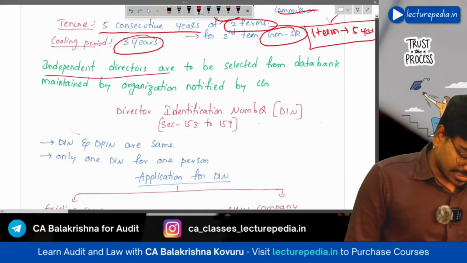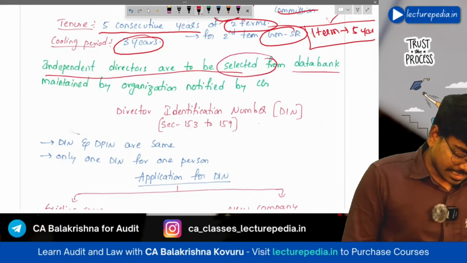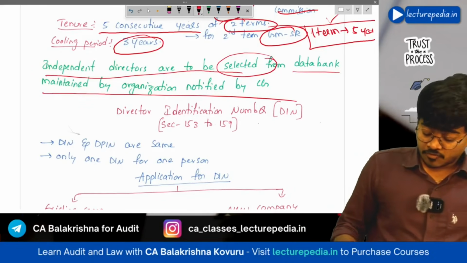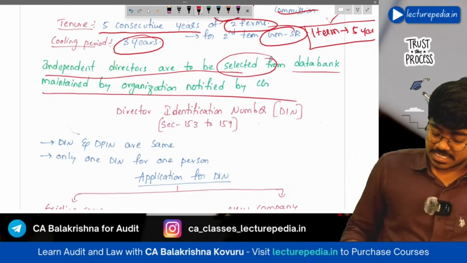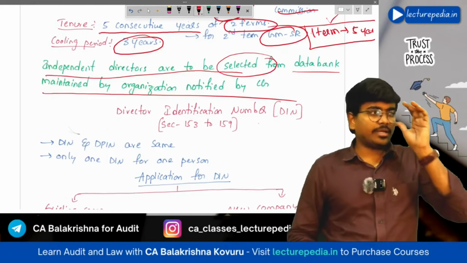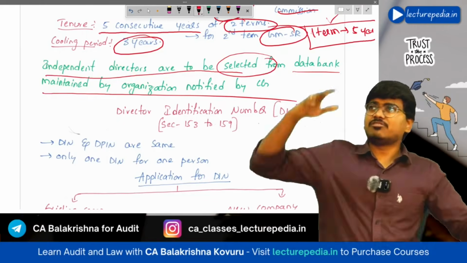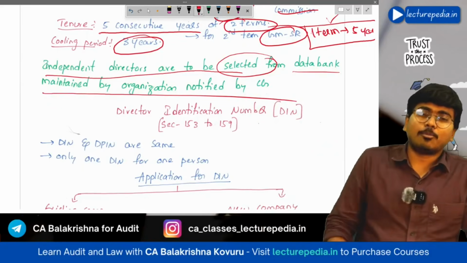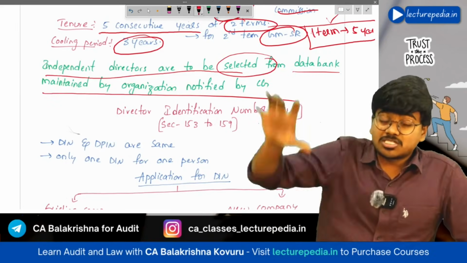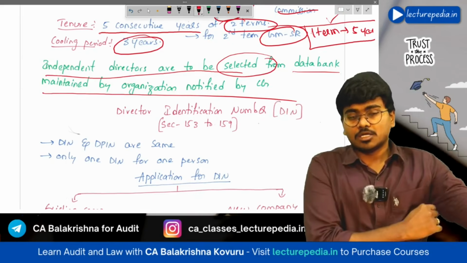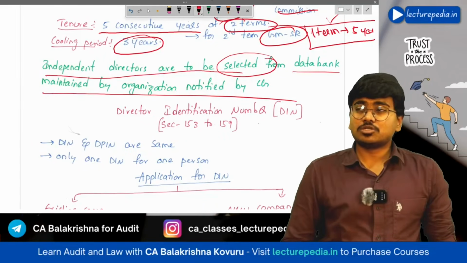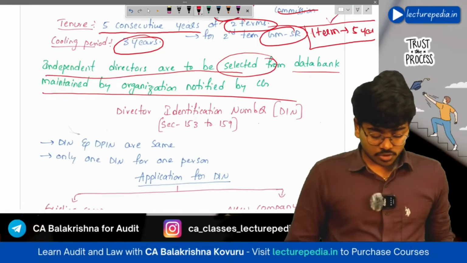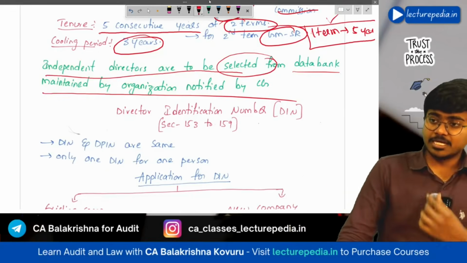Next, independent directors ought to be selected from the data bank maintained by an organization notified by the central government. Basically, from where you have to select these independent directors, the central government will maintain a data bank. In this data bank there will be a list of various qualified persons who can be appointed as an independent director. From that data bank, you need to select the independent director. Hope that is clear. Those are the provisions related to independent directors.